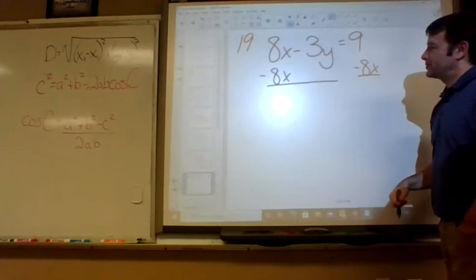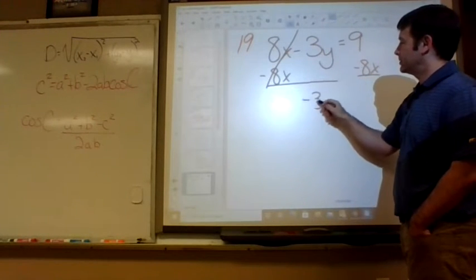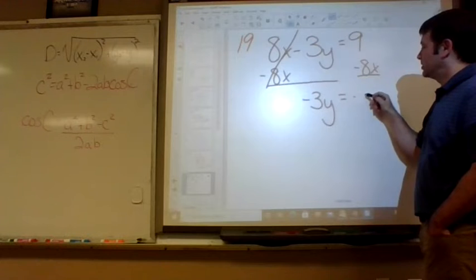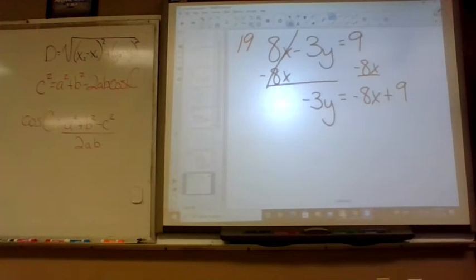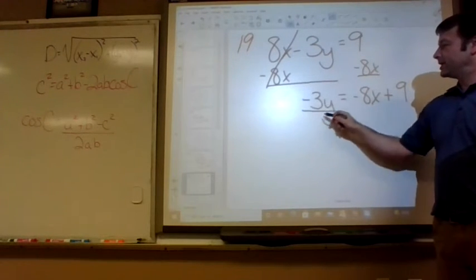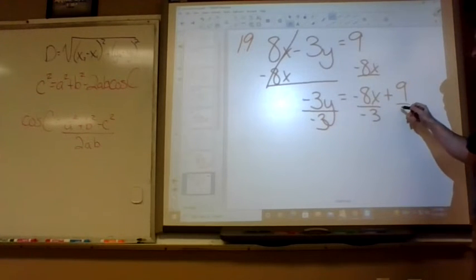So on the left, what do we have left on the left side? -3y. I'm going to put -8x in front of plus 9. And then we divide it. Divide by -3 on every term. -3, -3.